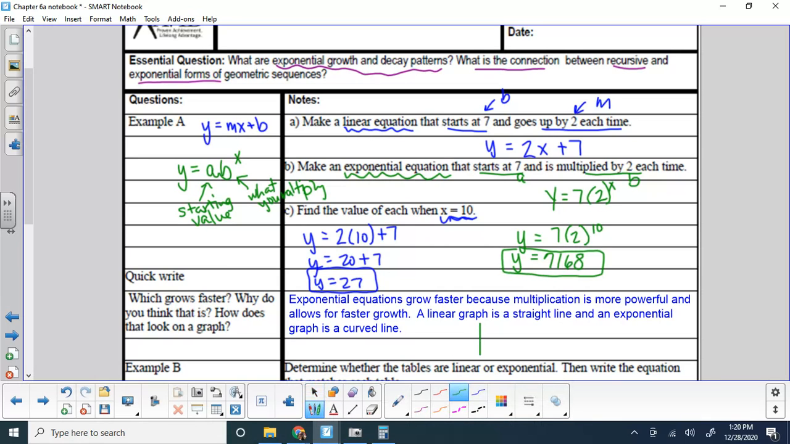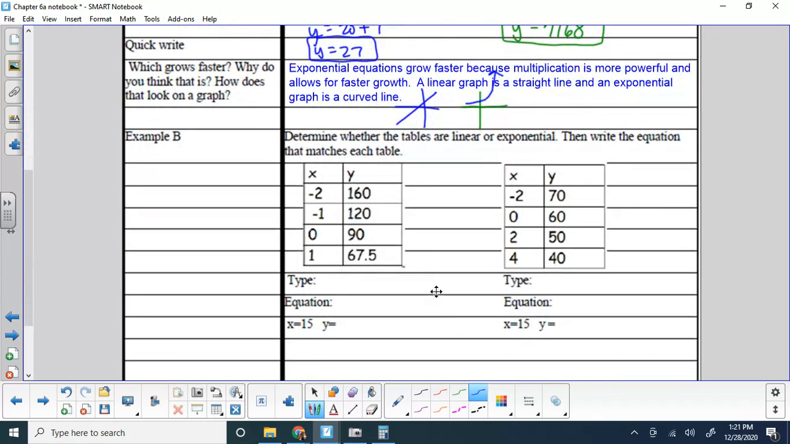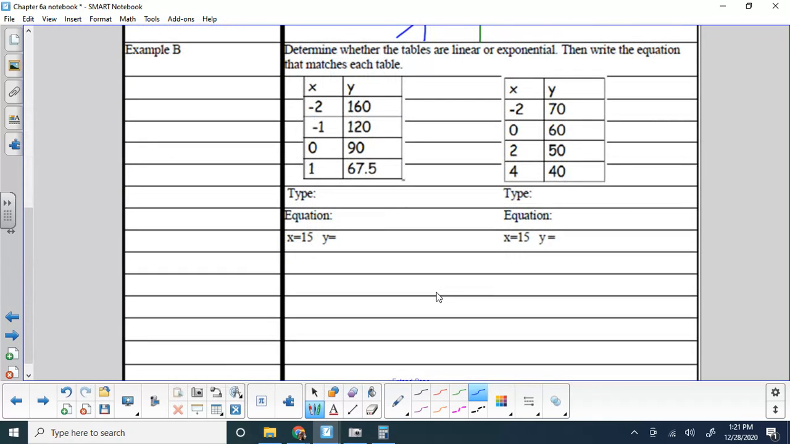So again, a linear graph is going to be just our straight line graph that we've seen before. But our exponential equation is going to be a graph that kind of curves and grows like that. All right, let's take a look in a table format. So one of these tables is going to be a linear function, and one of these tables is going to be an exponential function. We're going to write the equation and then evaluate it for x equals 15.